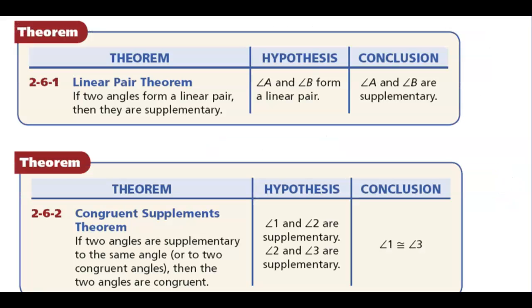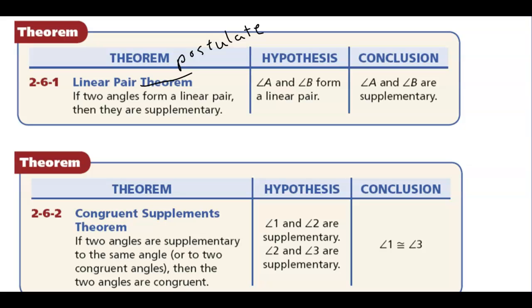A few of them are going to come up here. One of them is called the linear pair theorem. For some reason, it's called a theorem here. I often see this called a postulate, not that it's a big deal, but I think on your cheat sheet, it says the linear pair postulate. And it says, if two angles form a linear pair, then they are supplementary.